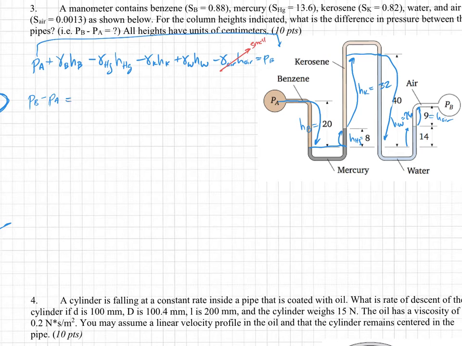Now for each of those gammas, I'm going to turn gamma B into SB gamma water, HB, minus, and then for that gamma HG, SHG gamma water times HHG, minus, I'm going to take that gamma K and make it SK gamma water, HK. And then we've got the gamma water, which doesn't need a specific weight. Okay, and that's basically our solution at this point.